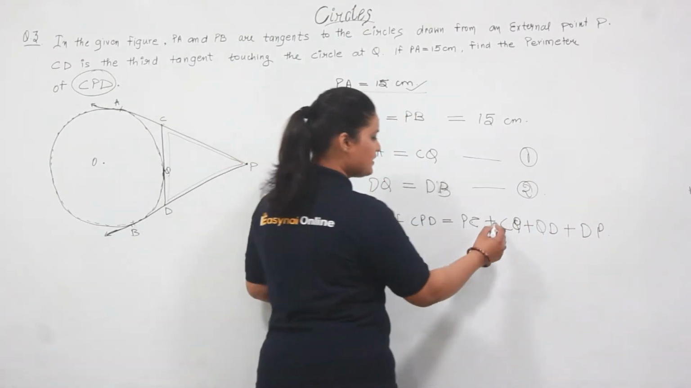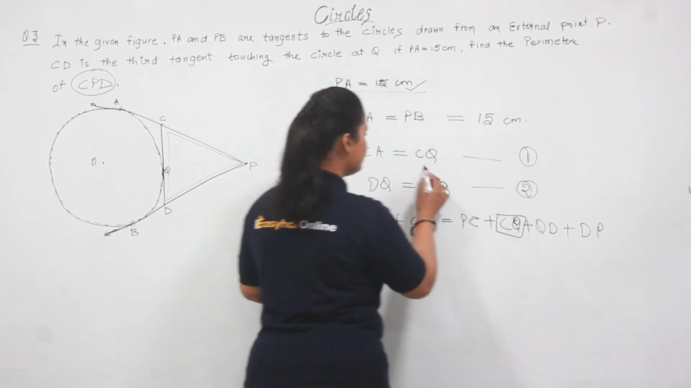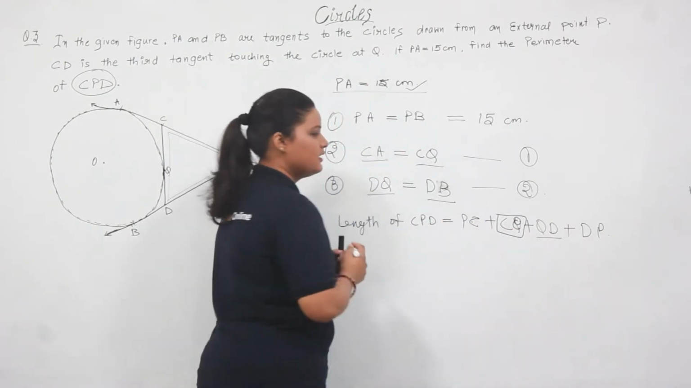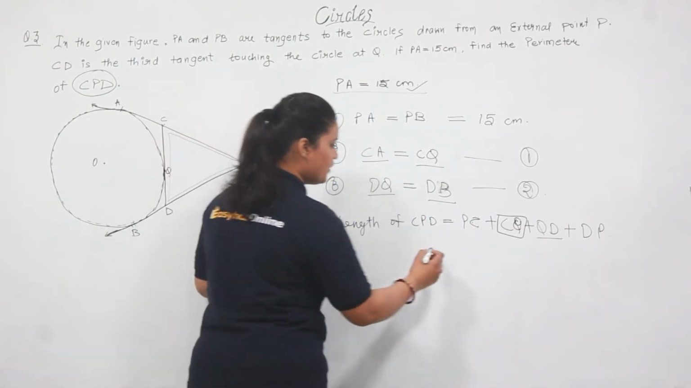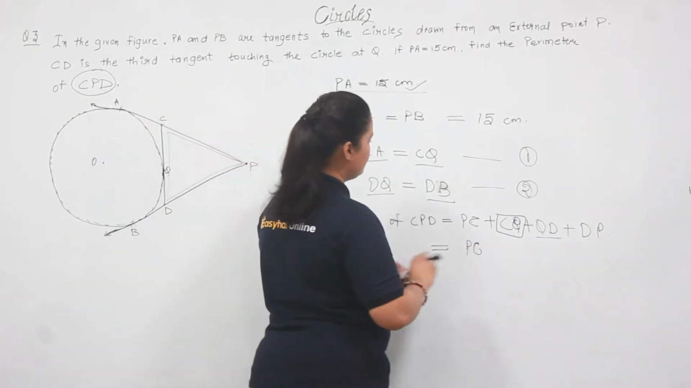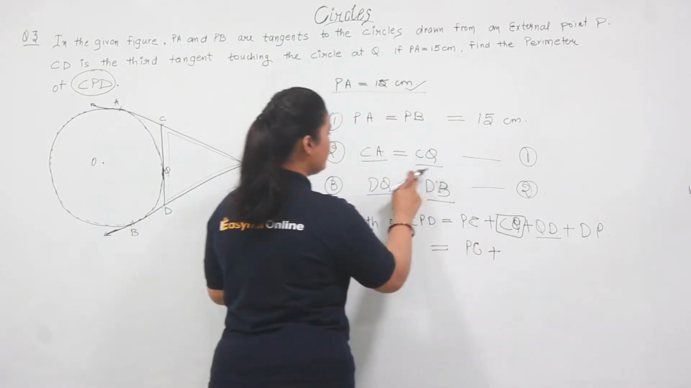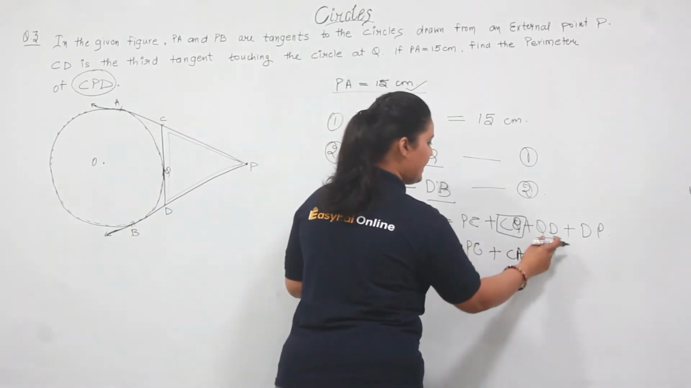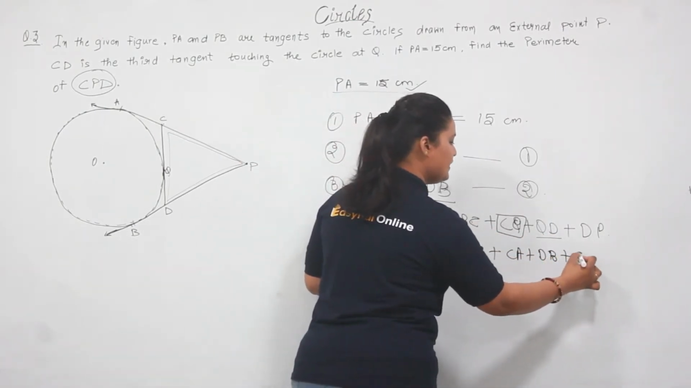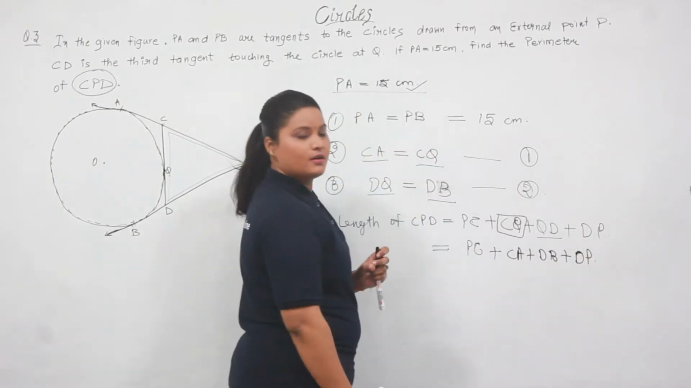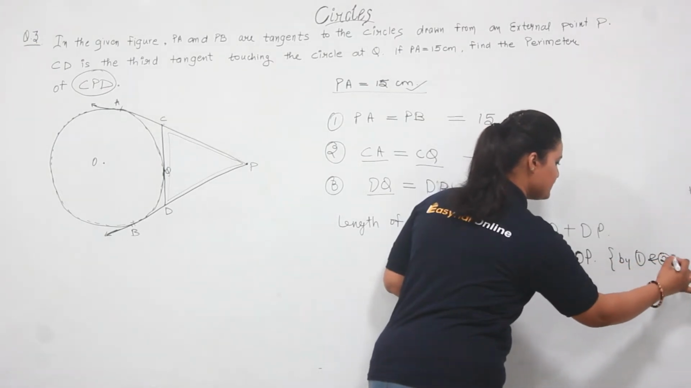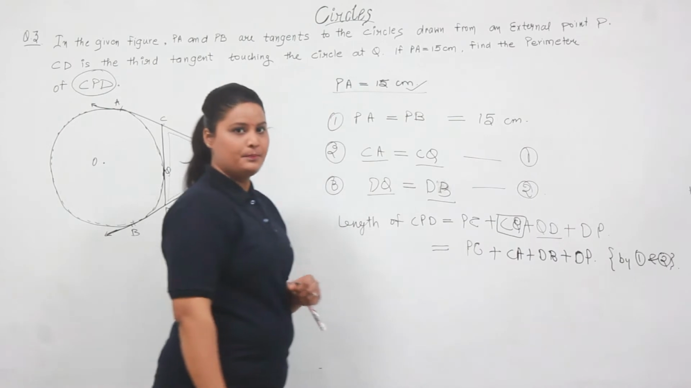Correct? Now we have just written that CQ is equal to CA and DQ is equal to DB, according to equations 1 and 2. So can I replace it? PC plus, in place of CQ I will write CA, and QD is equal to DB, I can write DB, and DP will remain as it is, by equations 1 and 2. Is it clear to everyone?